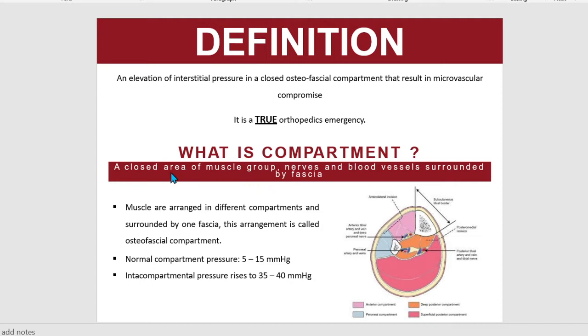So what is a compartment? It is a closed area of muscle group, nerves, and blood vessels surrounded by fascia. In the thigh and other parts of the body, especially the limbs, muscles are arranged in different compartments and surrounded by one fascia. This arrangement is called osteofascial compartment. Within the compartment, there is a pressure, usually about 5 to 15 millimeters of mercury. That is the normal. If the intracompartmental pressure rises to 35 to 40, then that will lead to compression.